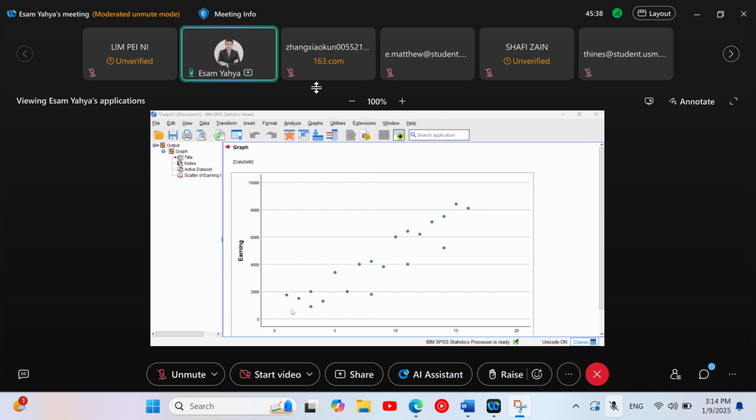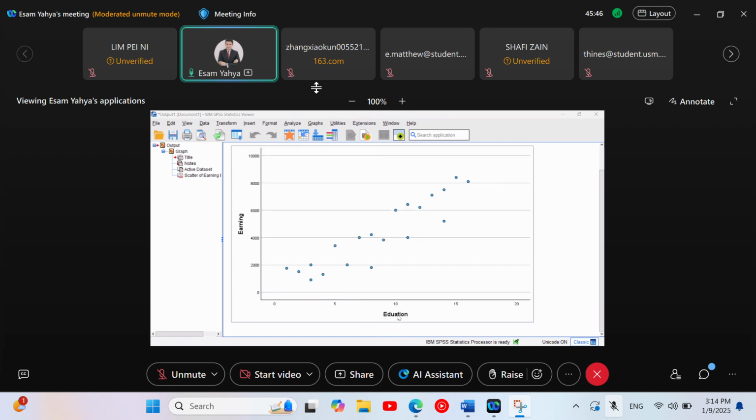As you can see here, here is the earning, starting from 0 until 10,000, and here we have the education. So as you can see, there is a relation or correlation between x and y. It's a clearly positive correlation. But how strong is the correlation? Yes, it's strong. It will be more than 0.5, ranging around 0.7, 0.8, and so on. So here's how we put the scatter plot.